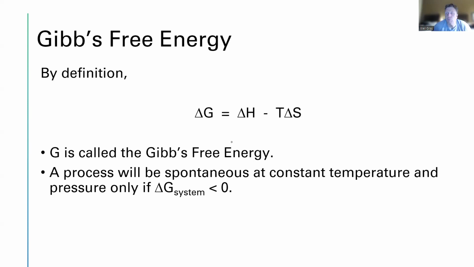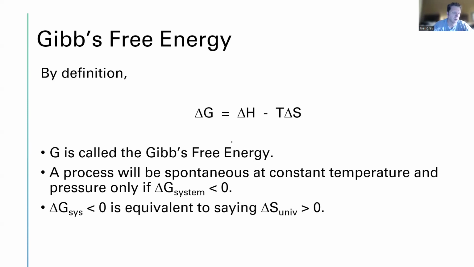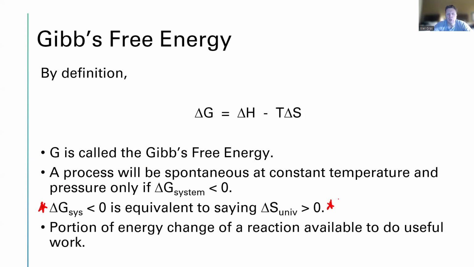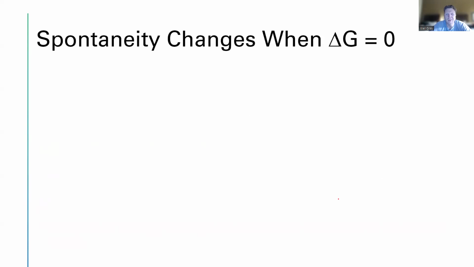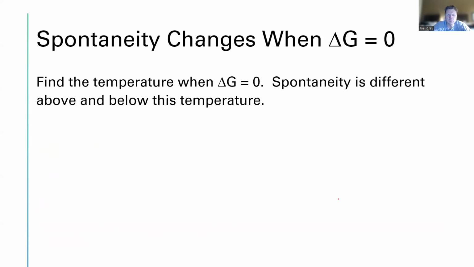So being able to predict if a process is spontaneous or not is important. Now, delta G of the system less than zero is equivalent to saying delta S of the universe is greater than zero. So think about these two things and keep that at the forefront of your mind. A portion of the energy change of a reaction is available to do useful work. Spontaneity changes when delta G equals zero. Find the temperature when delta G equals zero. Spontaneity is different above and below this temperature.